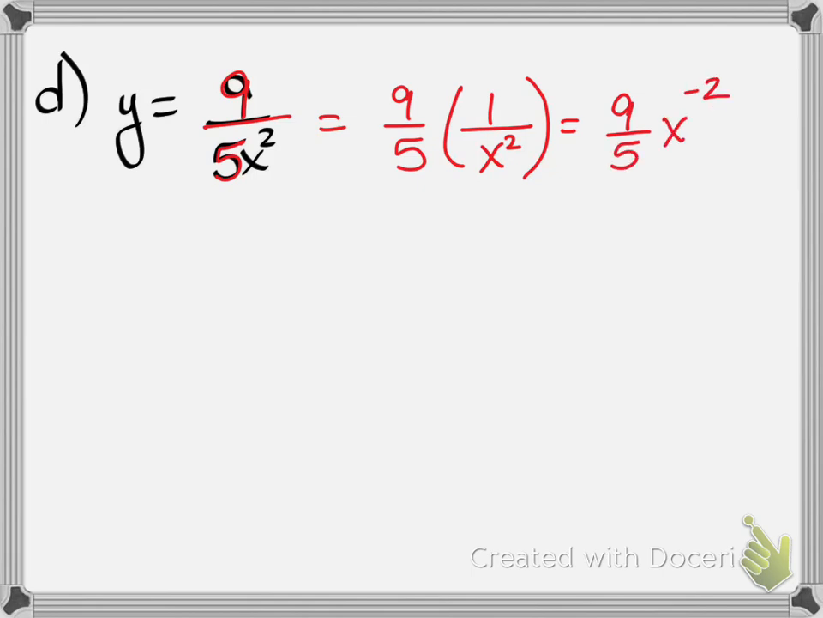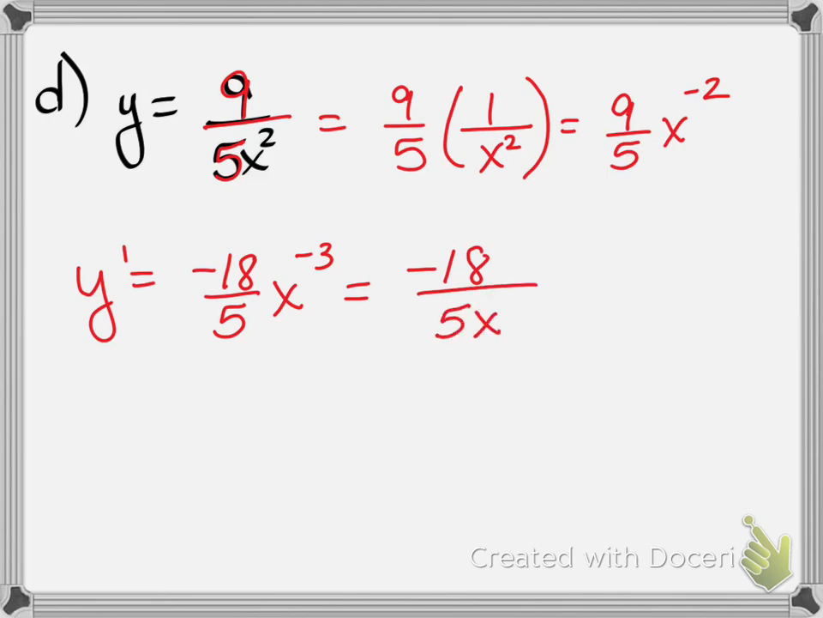And now it's a problem that could have been on the other page. So it's just -2 times 9/5 x to the -3. And leave your -18/5 with your fraction and move the x to the bottom.